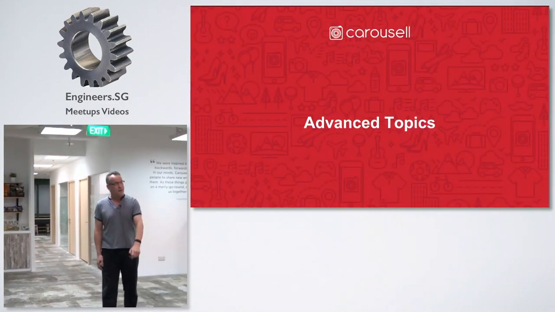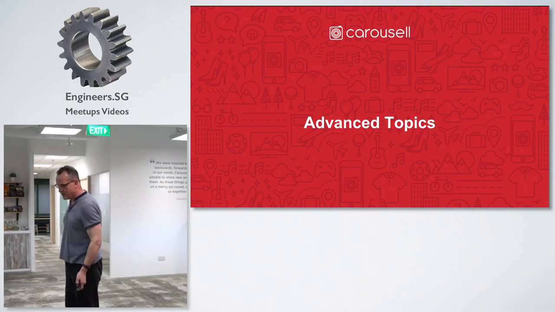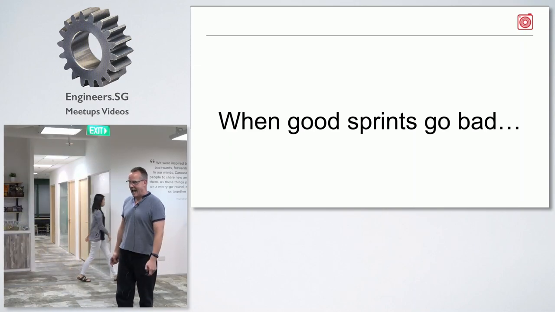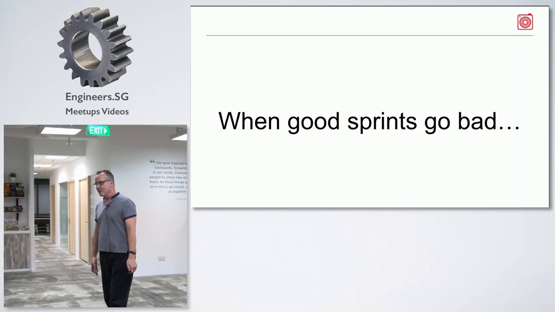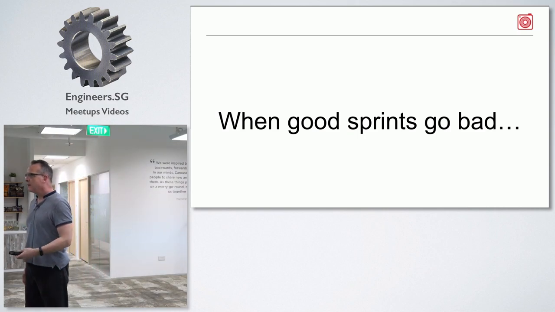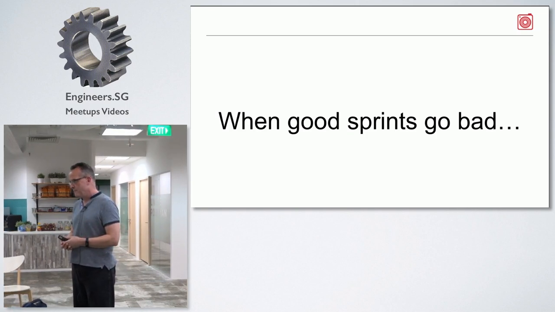Okay, so we're going to talk about some advanced topics right now. Really, just two advanced topics that I want to talk to you about. First, when good sprints go bad. There are times when your sprint constraints get blown out of the water, that you basically realize that the path you were going down was the wrong path. And that takes courage to admit.